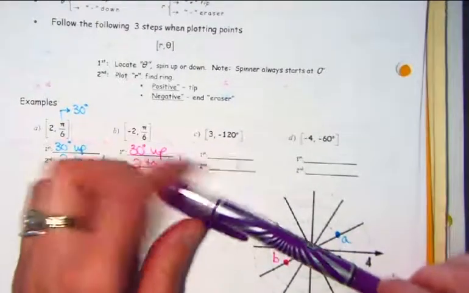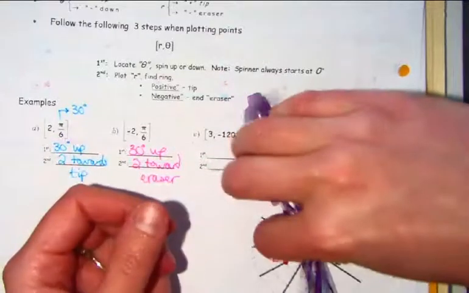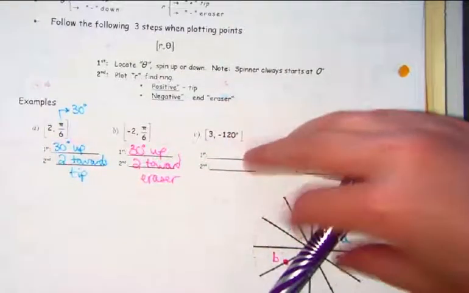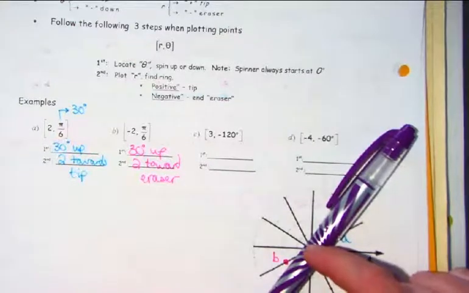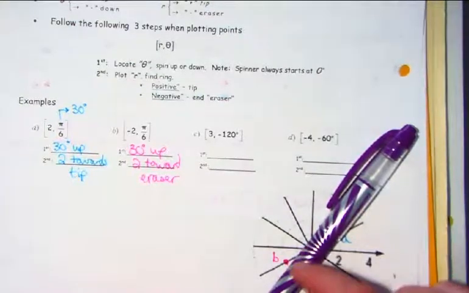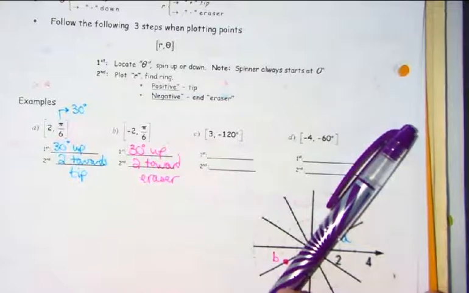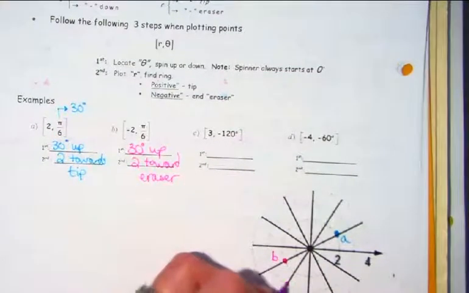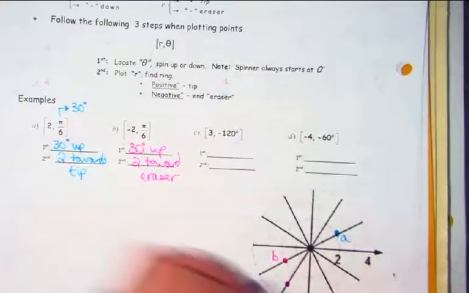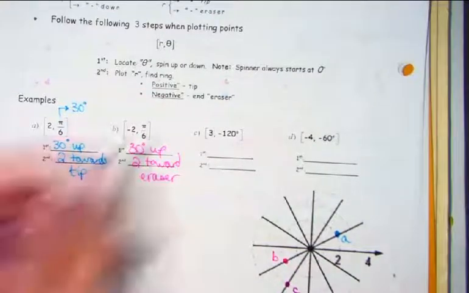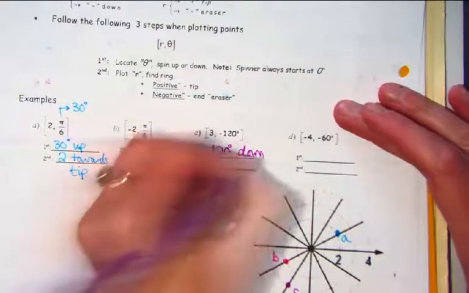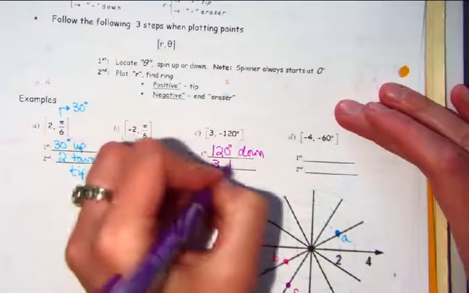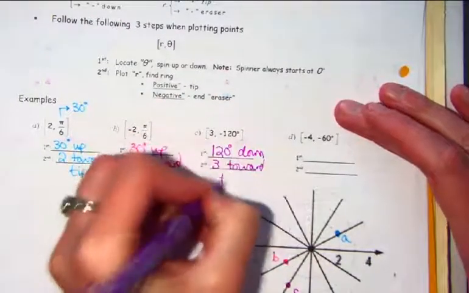to move downward 120. That means I'm rotating my pen right about till here on this line. And then from the origin, from the center, I'm going to move 3 towards the tip of my pencil. I'm going to be down in quadrant 3. I count out to the 3rd ring right here, so there's point C. So we went 120 degrees downward and then counted 3 toward the tip.